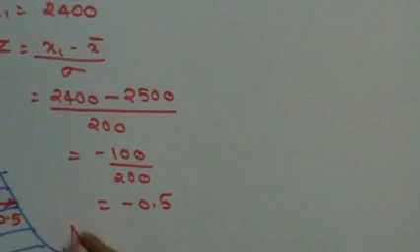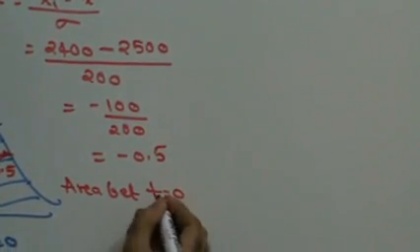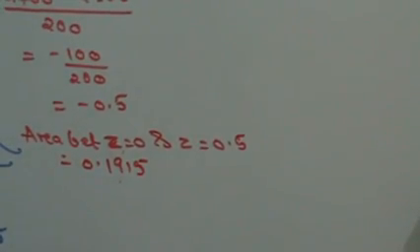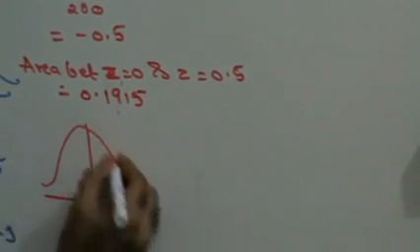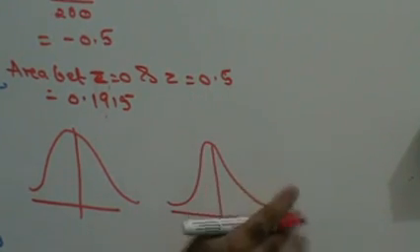Right? The sum tells you that the area between T is equal to 0 or Z is equal to 0 and Z is equal to 0.5 is given to you as 0.1915. Right? Do we get this in? Now, let's draw our bell curves. This is going to be my bell curve for the actual data. This is going to be the bell curve for the normally distributed data.